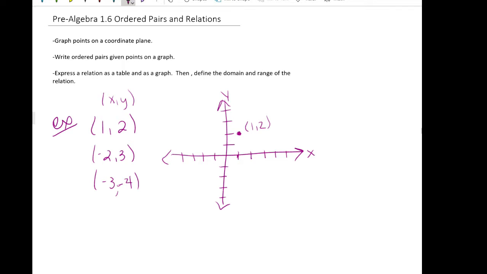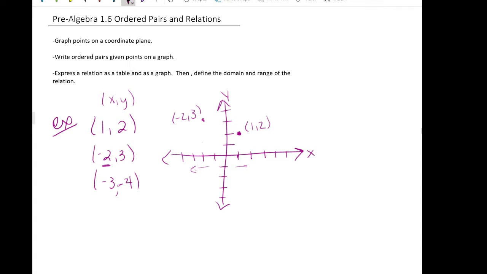For my second example here, now notice my x value is negative. So instead of going to the right, now I'm going to go to the left. That's where the x values are negative. So I'm going to go over to the left, negative 2. And then, again, I'm going to rise 3. Negative 2, comma 3.